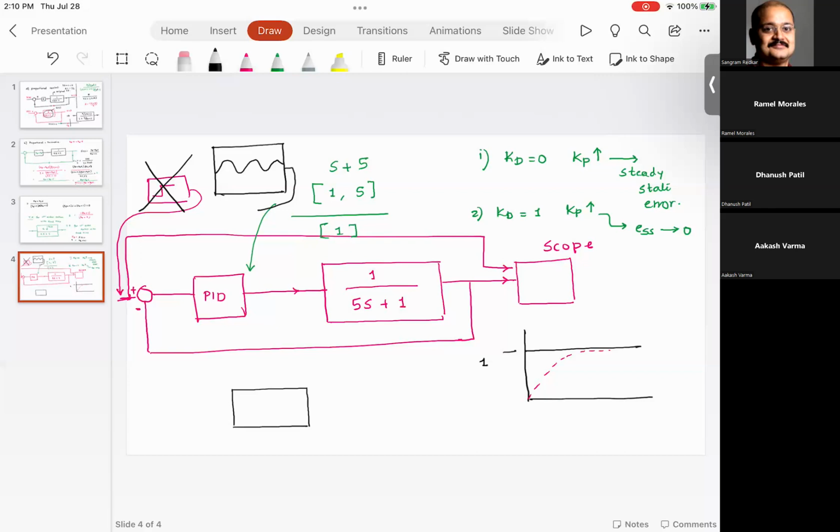So first try with just the proportional control. Increase the proportional control. Observe what happens to the wave output. Then decrease, and then add Kd and observe.